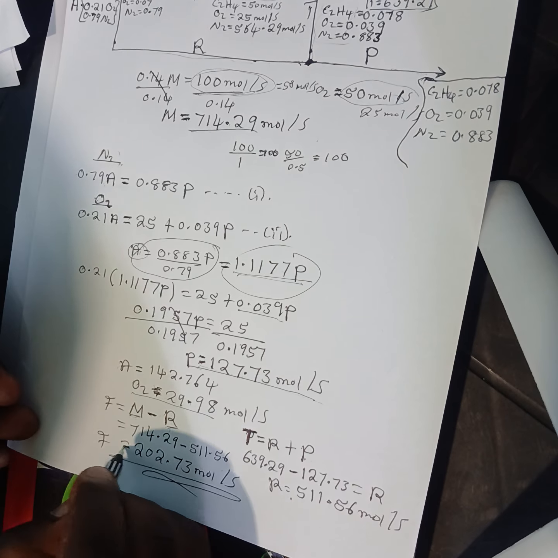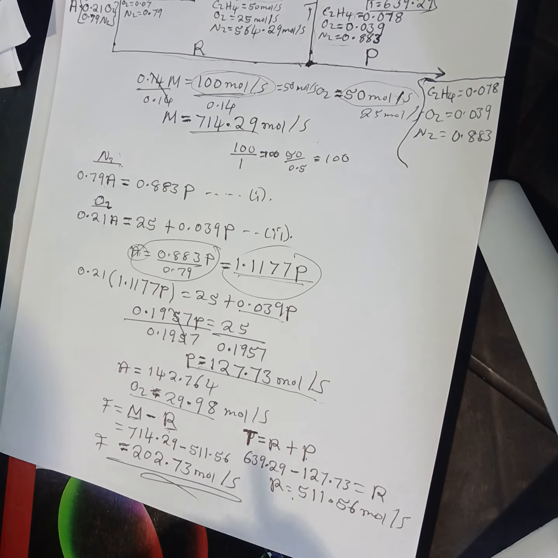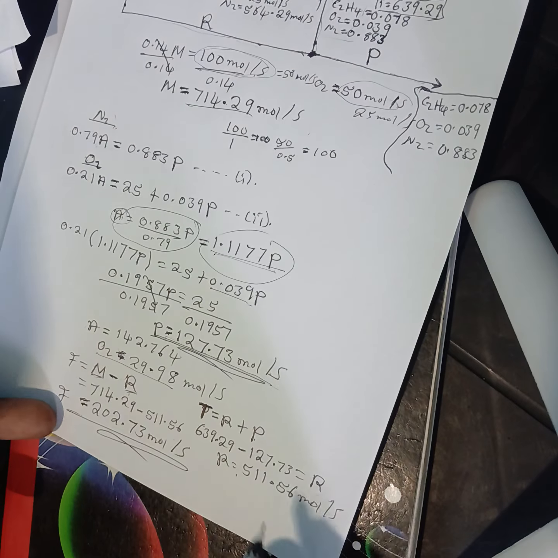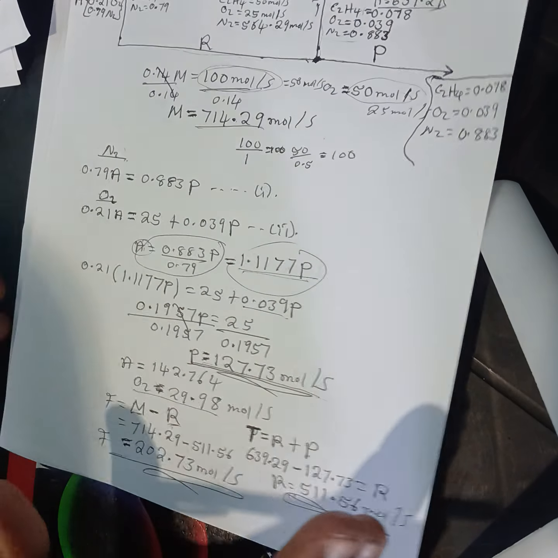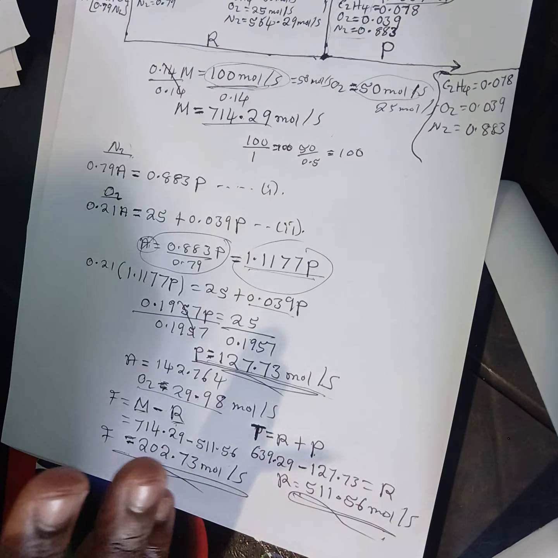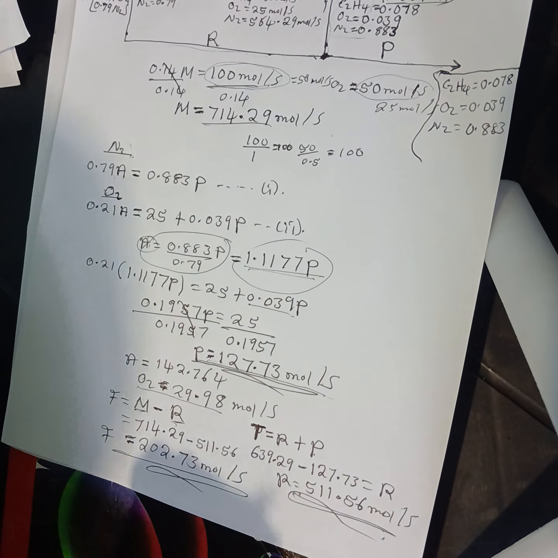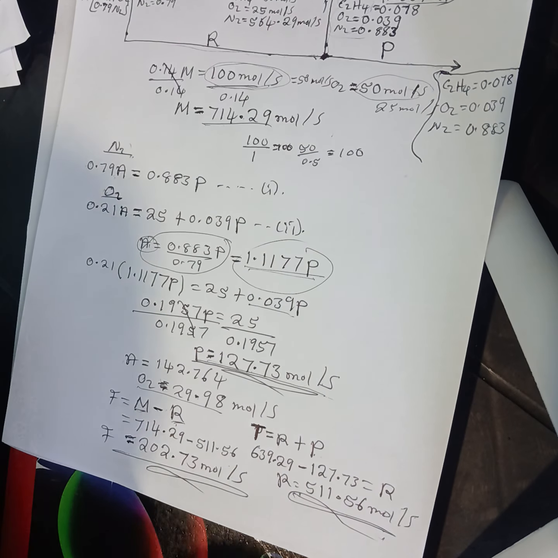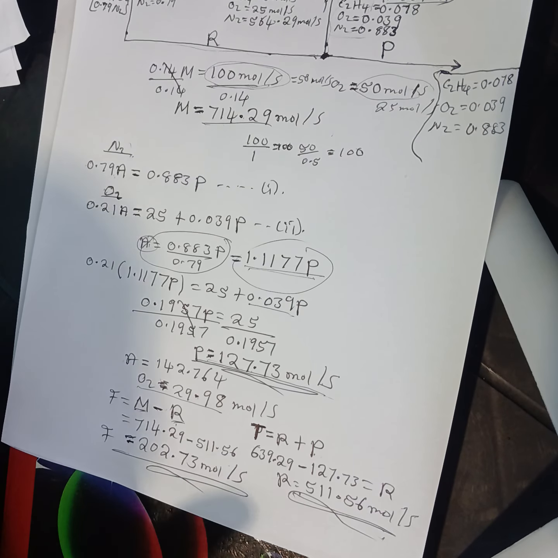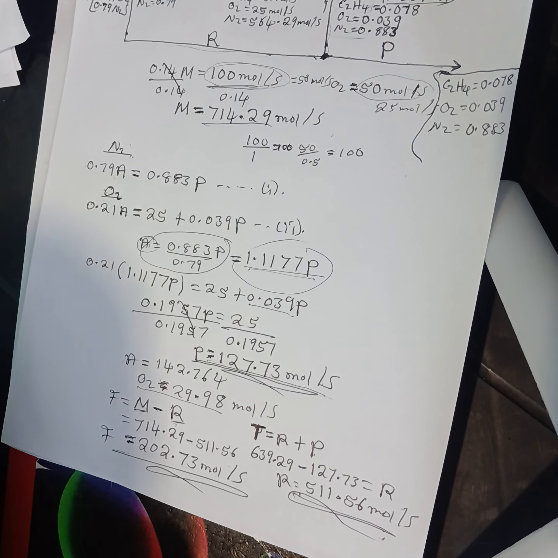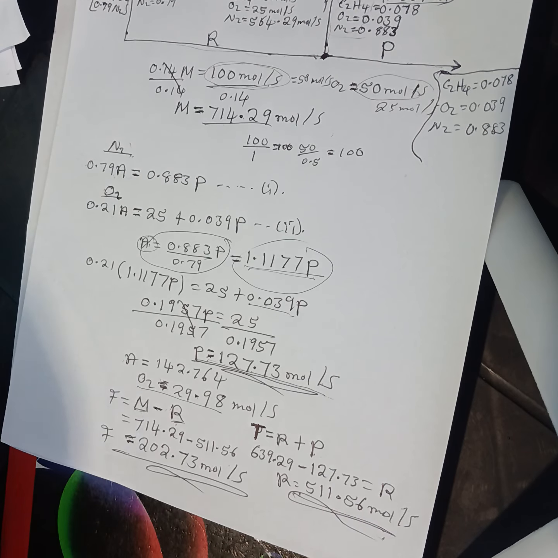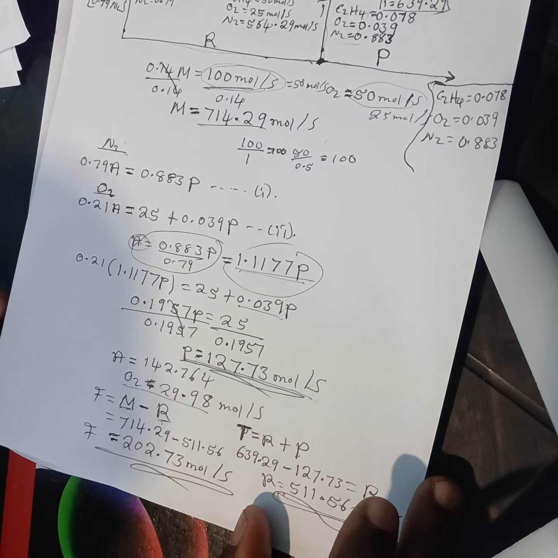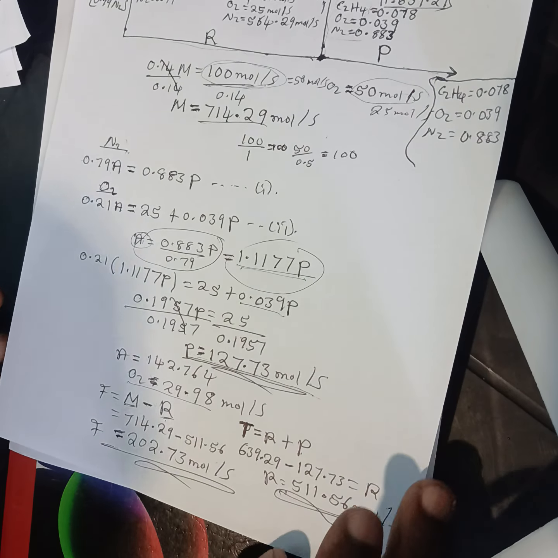So this was the fresh feed that was being fed. And then the purge stream has already been found. The recycle stream has already been found. So this is the first approach you can use to approach this problem. But if you are not comfortable with this approach, you can consider the carbon atoms only, so that you see how the carbon atoms are performing, and you can still get the same answer, just by considering the carbon atoms alone. That also would give you the correct answer.